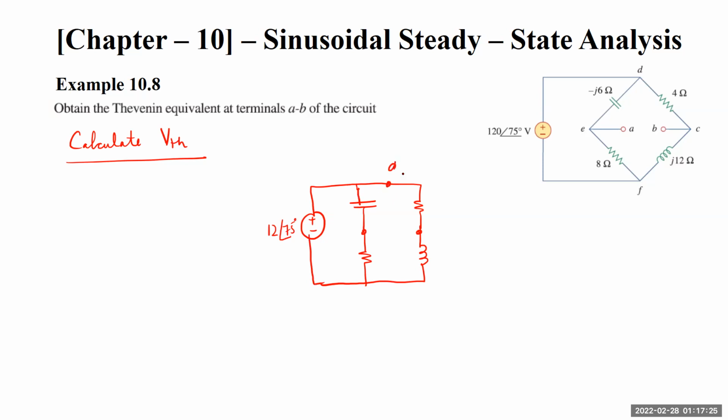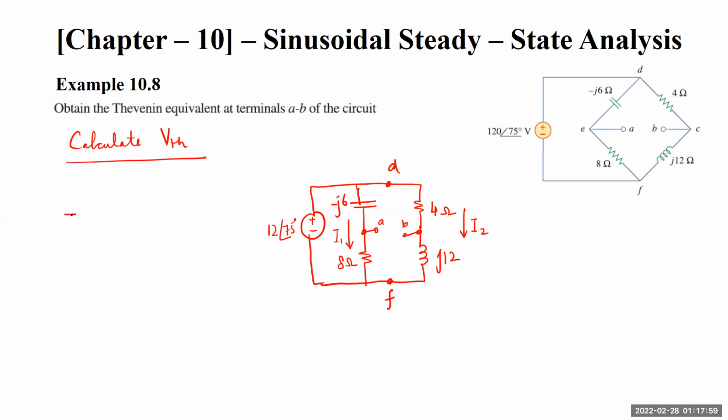So for example, this is point D, this is point F, this is minus J6, this is 4 ohms, this is 8 ohms, and this is J12. So this is again A, and this is B. So the easiest thing is to find out what is the current that is going in this branch, and find out what is the current that is going in this branch. Find out both I1 and I2 first.